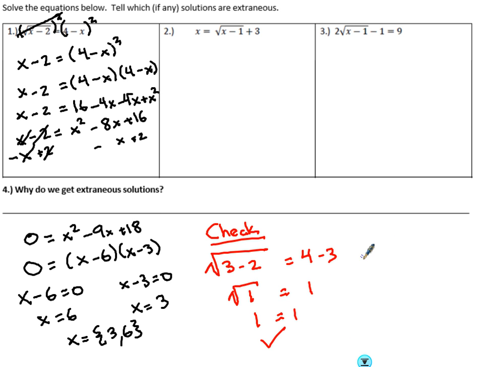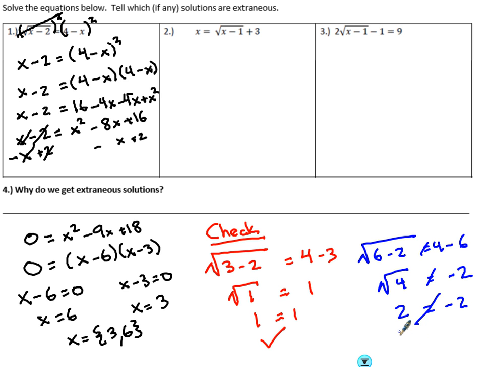Now let's try 6. Square root of 6 minus 2 is equal to 4 minus 6. Square root of 4 equals negative 2. 2 is equal to negative 2. That is a not true statement, which means that 6 is an extraneous solution. So the only solution number 1 has is x equals 3.